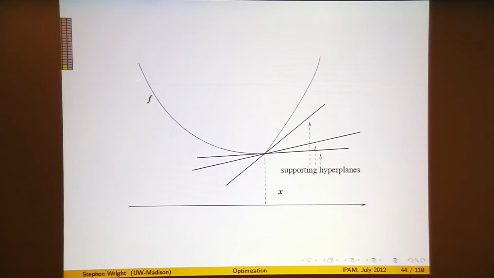If you're at a smooth part of f, then there's only one tangent to f. The slope of that tangent is the gradient, and it's defined uniquely. But if you're at a point of non-differentiability, the supporting hyperplanes, that is the planes that lie entirely below the graph of f, are not uniquely defined. And so you've got a whole collection, a set of subgradients, okay? And it's a closed set.